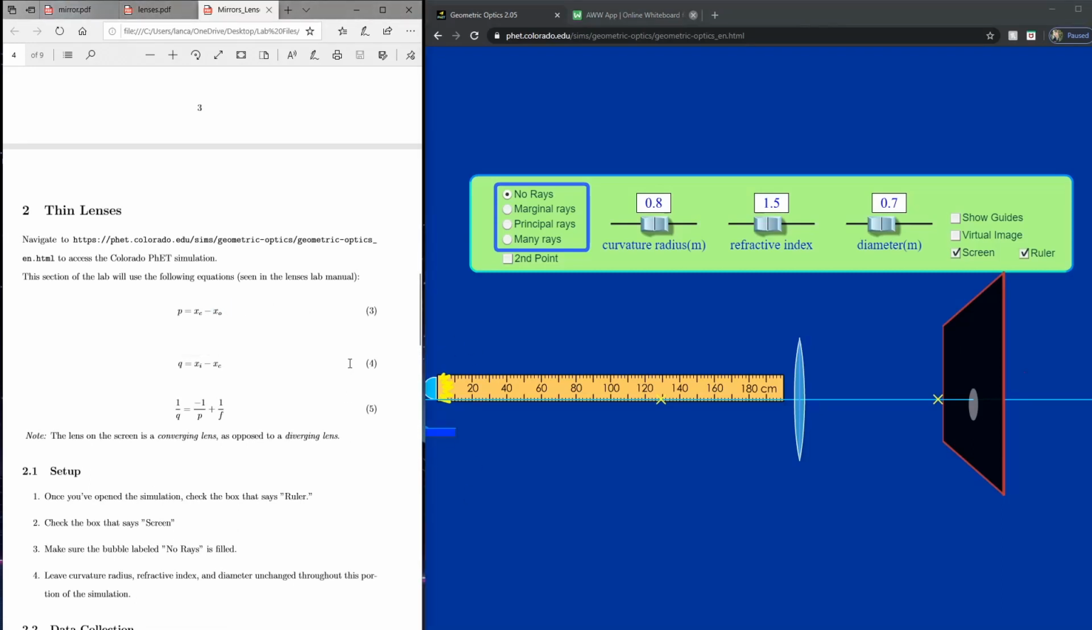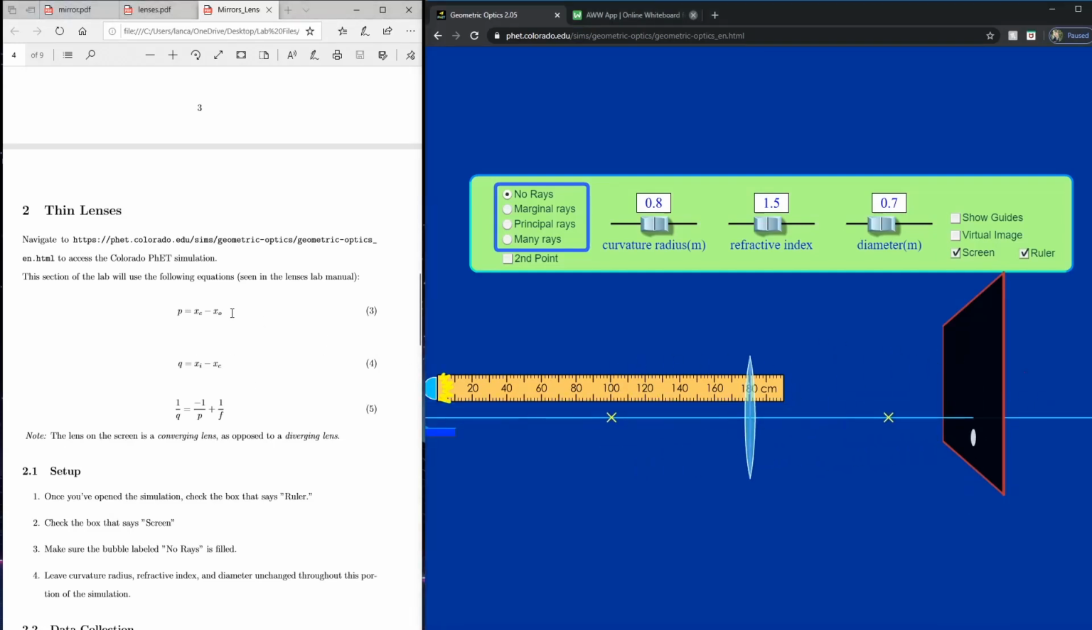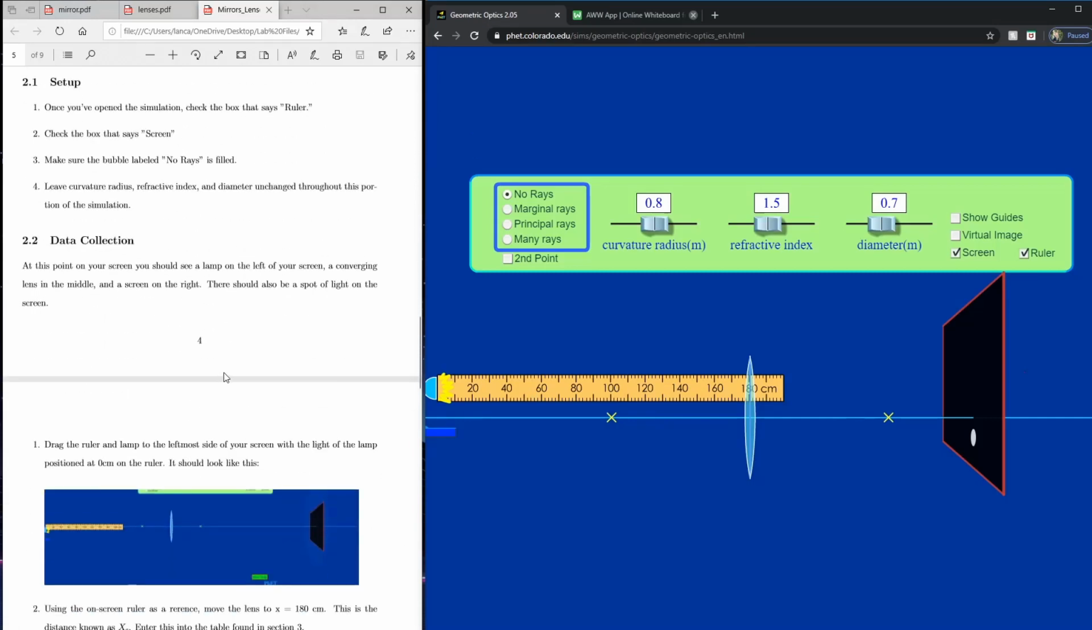Now, this is going to simplify calculations a little bit because it means that wherever we place the lens, xc, the position of the lens, is going to be equal to p. So that'll make some calculations a little bit easier, as you'll see in a little bit.